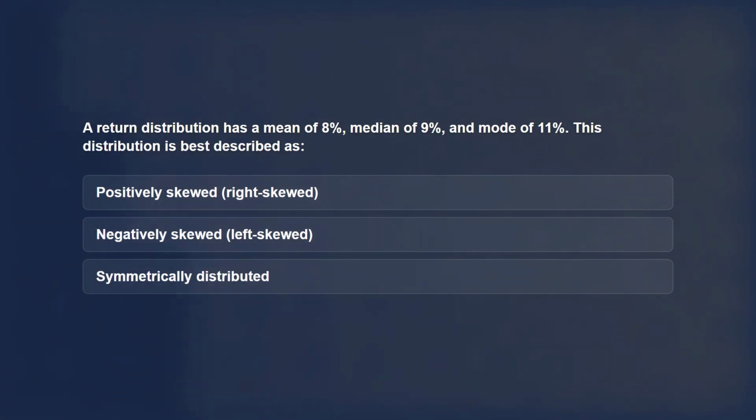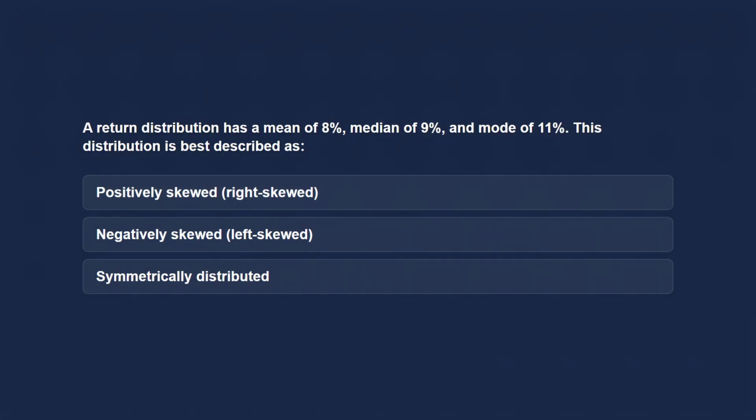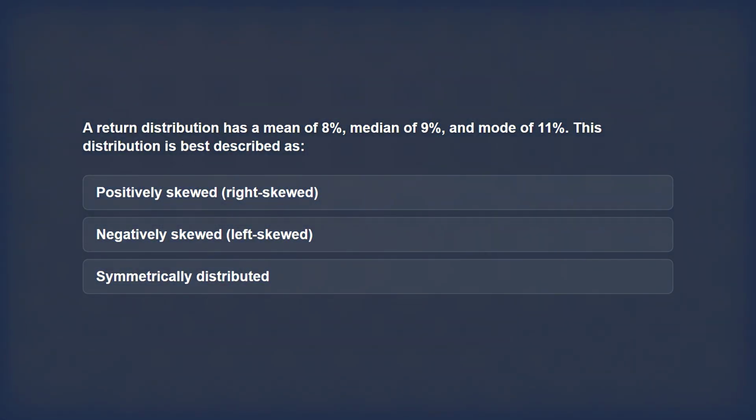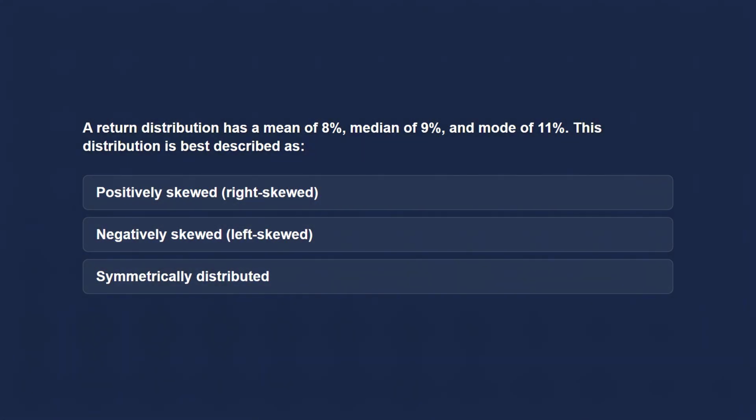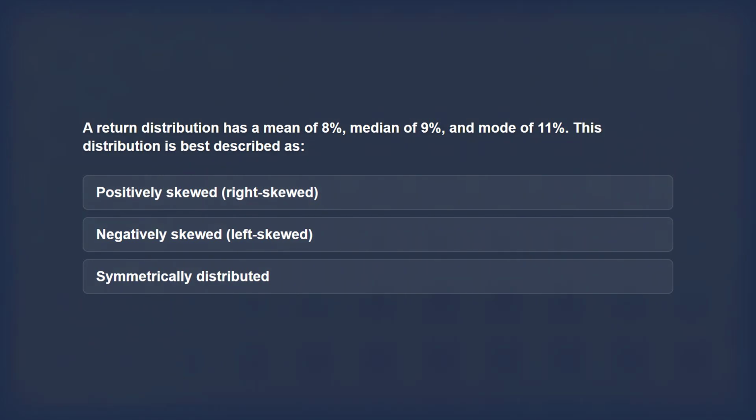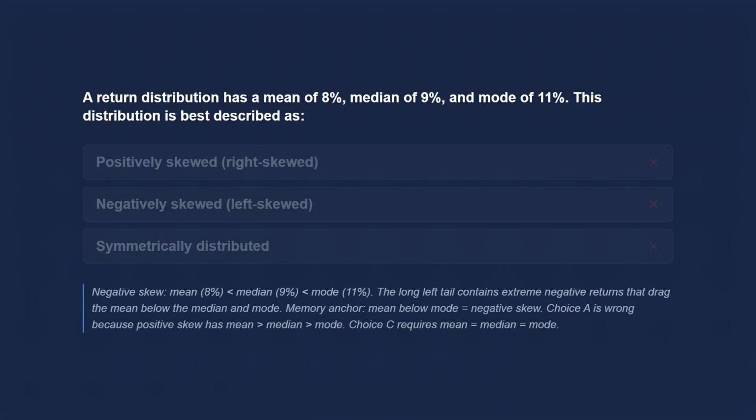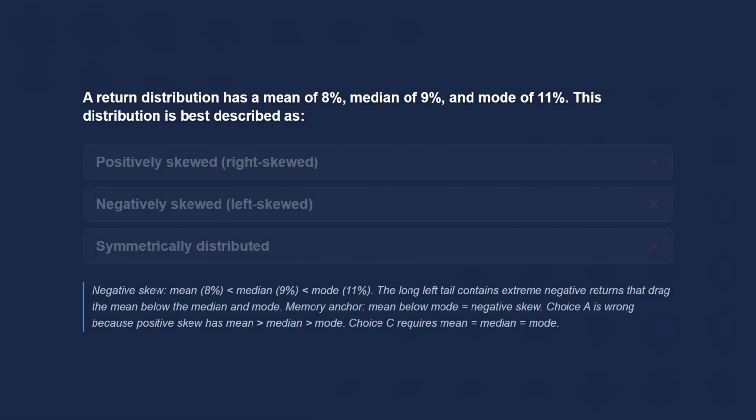Answer is B. Negative skew. The mean 8 is below the mode, 11. Long left tail, pulling the mean DOWN. Order for negative skew, mean less than median less than mode. Here, 8, 9, 11. Confirmed.